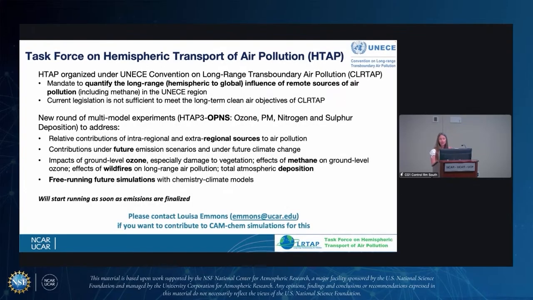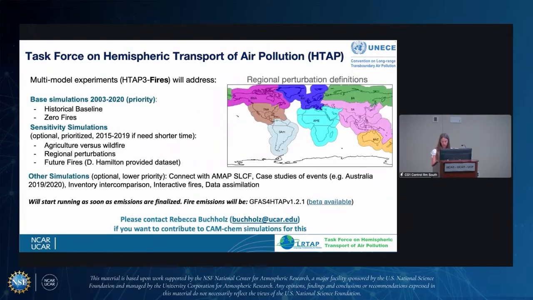And for the HTAP, Luisa and Rebecca are really leading this, and I'm not going to go through this in detail right now. But you can read it. It's really for looking at remote and long-range transport, for effects on regional sources, for effects on wildfires, methane, and so on. So there are two parts. One is more the anthropogenic experiments, and then the fires as well that Rebecca is leading.